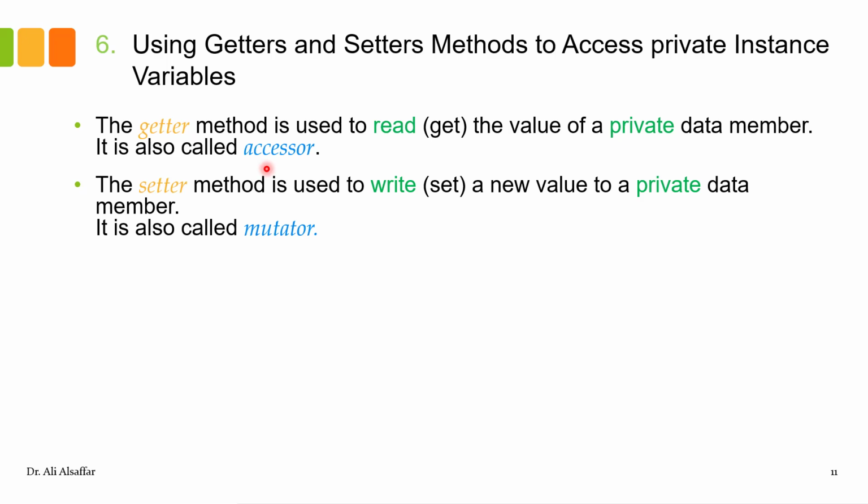The other method for writing or changing or setting the data of an instance variable is called a setter, which comes from the word set. This is used to write or set a new value to a private data member. Another name for this method is a mutator. So the mutator is the method responsible for changing the value of an instance variable. Since these are methods, we need to define them with names, return values, sometimes input parameters, and the body, which is responsible for reading and writing. Let us see the definition first for the getter, and then we will show you the definition for the setter.